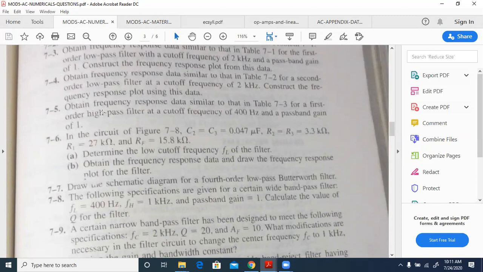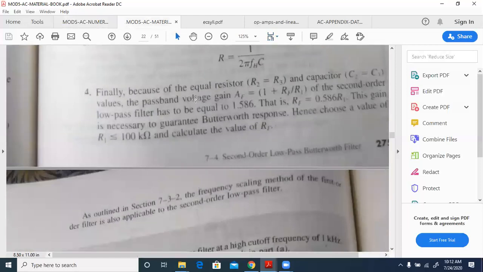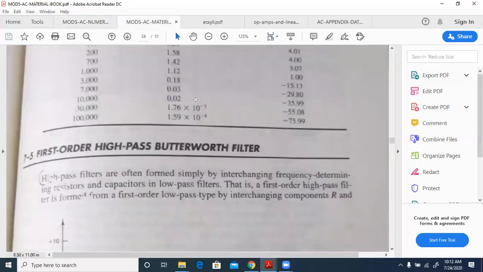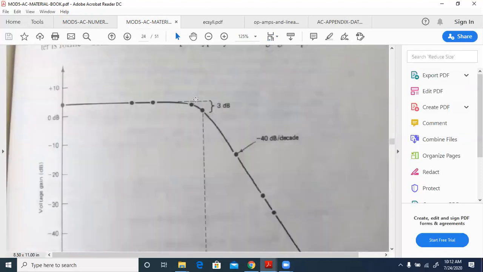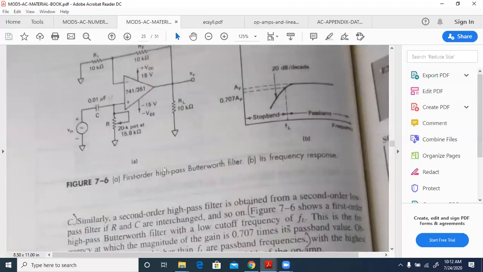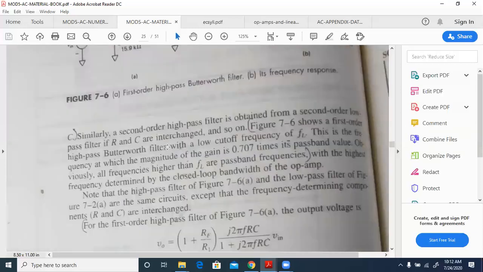So next is to obtain the frequency response. Data similar to that set for the first order high pass filter at a cutoff frequency of 400 hertz and a passband gain of 1. So if we go for high pass filter design, for the first order high pass Butterworth filter, you need to exchange the positions of R and C. If you have the capacitor here, it will be low pass, which is the integrator. If you have the resistor here, it will be high pass, which is the differentiator. Okay, high pass or differentiator.